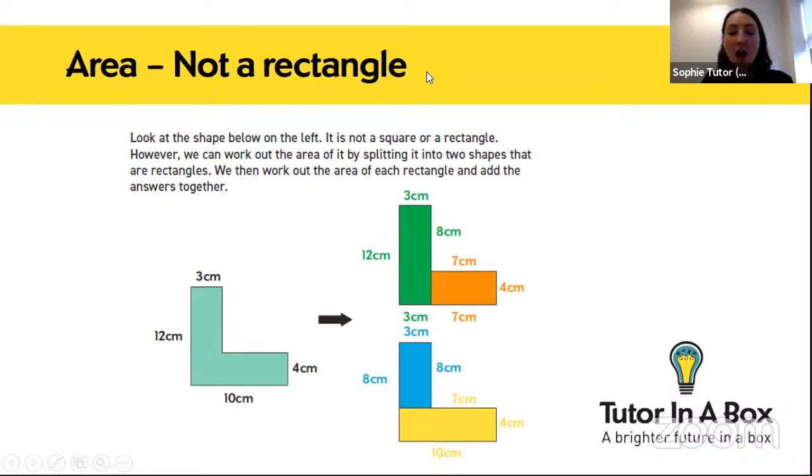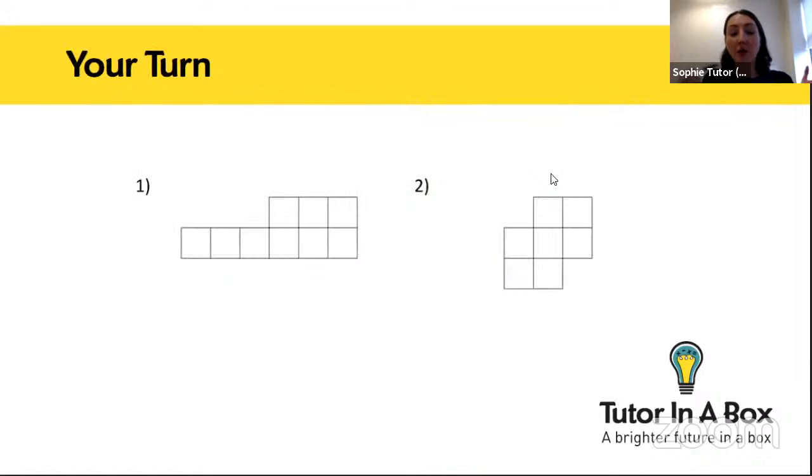But first, remember, you can also count the squares. So if you're given a shape that has squares, you can still count them. So for example, you can see on number 1 here, number 1 and number 2, have a go at working out the area of these 2 shapes for me, okay? So have a go at working out the area of these 2 shapes for me, please.